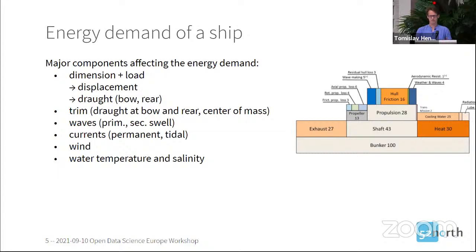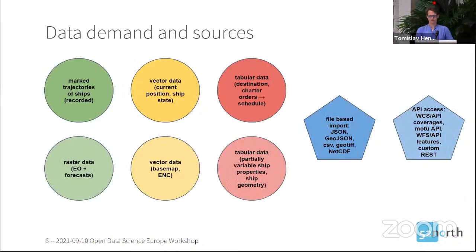So that's in summary the trim. We also have waves, currents, wind, water temperature, and salinity, which have an impact as well, because it depends how easily the ship may go through the water and also how deep it goes into the water. And what we see here in the pictures is where the energy is used on a typical cargo ship. About 40% is going into the propulsion and the entire movement of the ship. And that's the best part we can target here to reduce the energy demand.